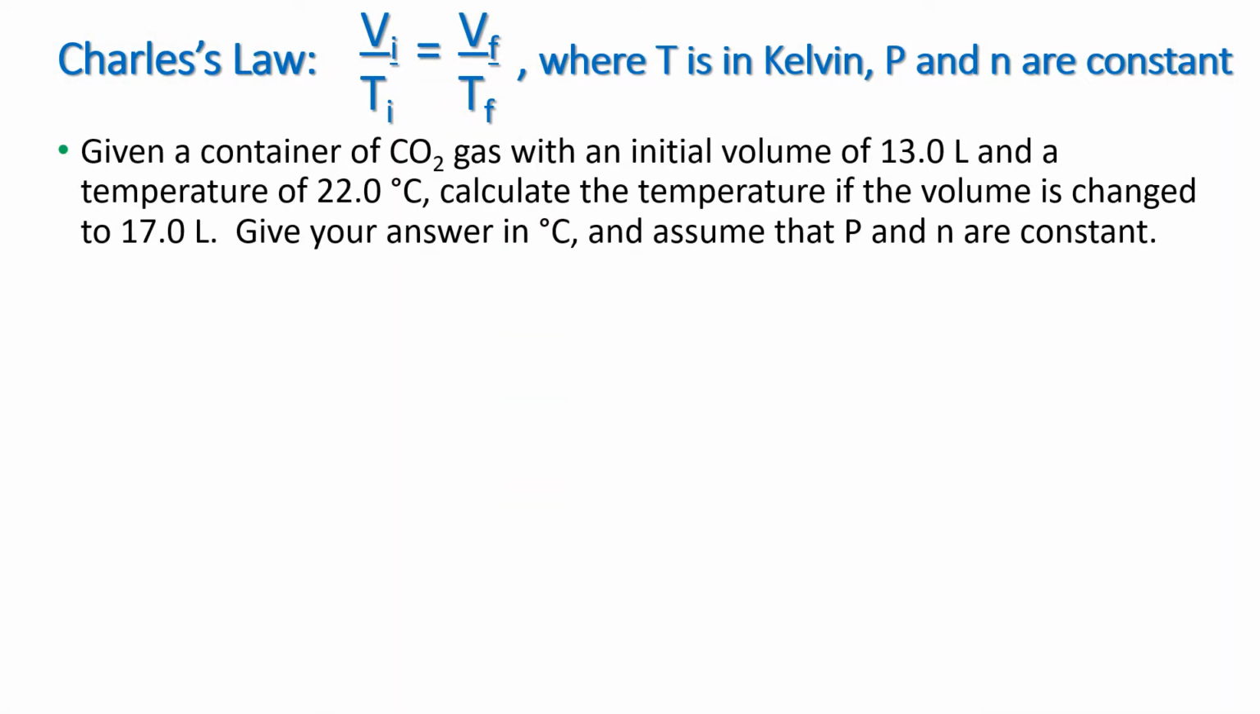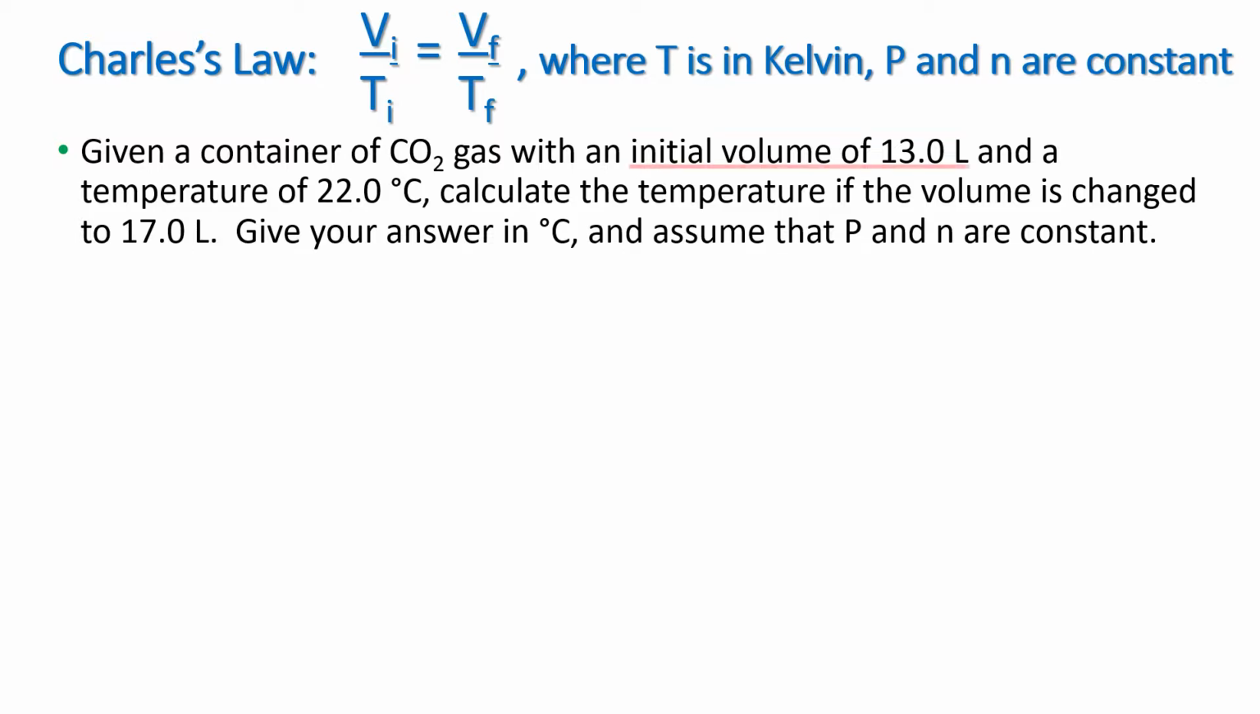All right, let's work another Charles's Law problem. So here we are given the problem that we have a container of carbon dioxide gas that has an initial volume of 13.0 liters and a temperature of 22.0 degrees Celsius. And we're supposed to calculate the temperature if the volume of our container is changed to 17.0 liters. And we're supposed to give our answer in degrees Celsius and also assume that pressure and moles are held constant.